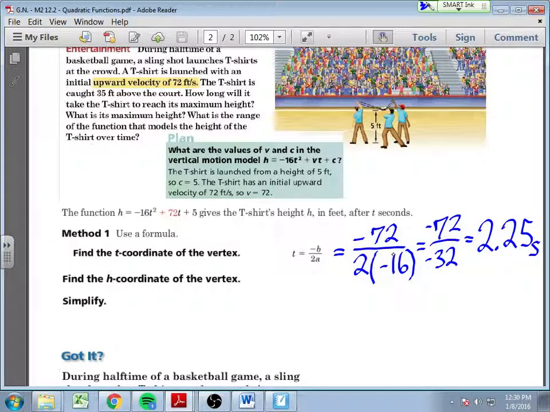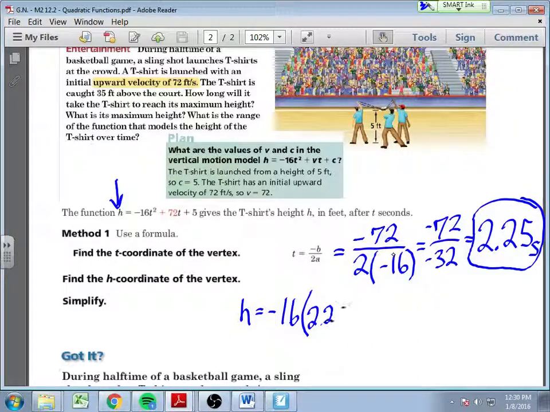So then to find the h coordinate, because h is now like my y, it represents what the function equals. How do we find the h coordinate? You gotta plug in t there again. Yeah, we take the t value that we found and we plug it in. H is going to equal negative 16 times 2.25 squared plus 72 times 2.25 plus 5.